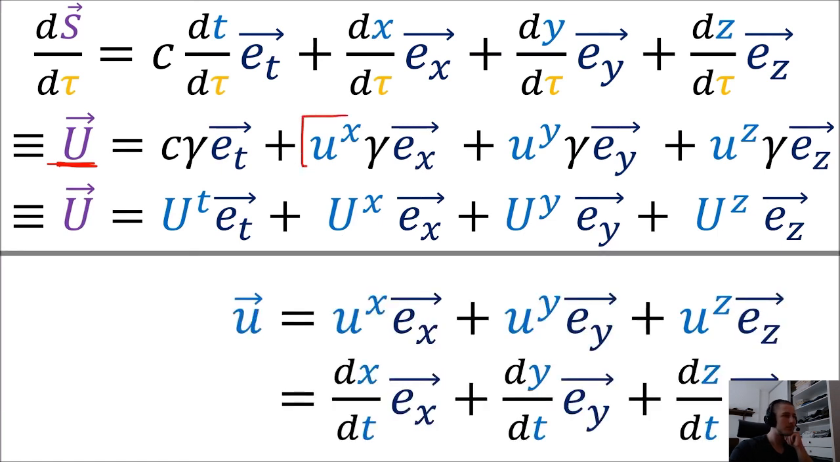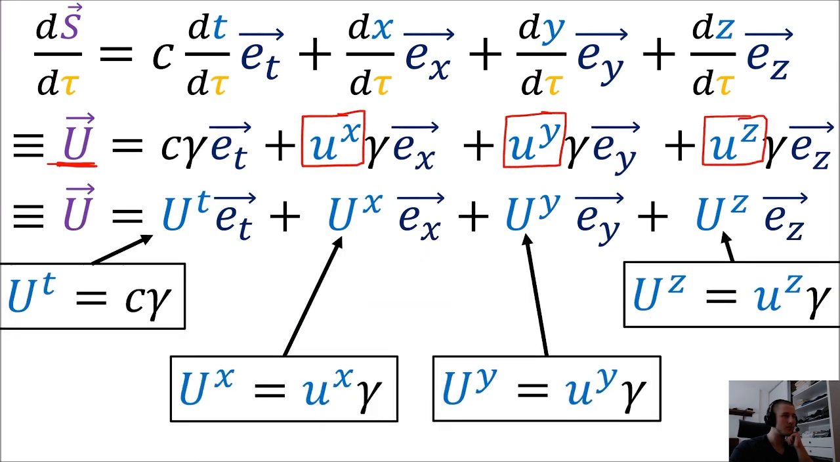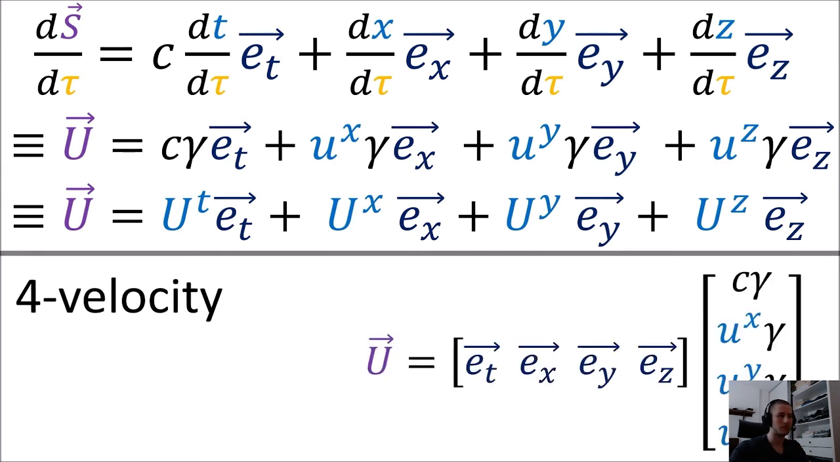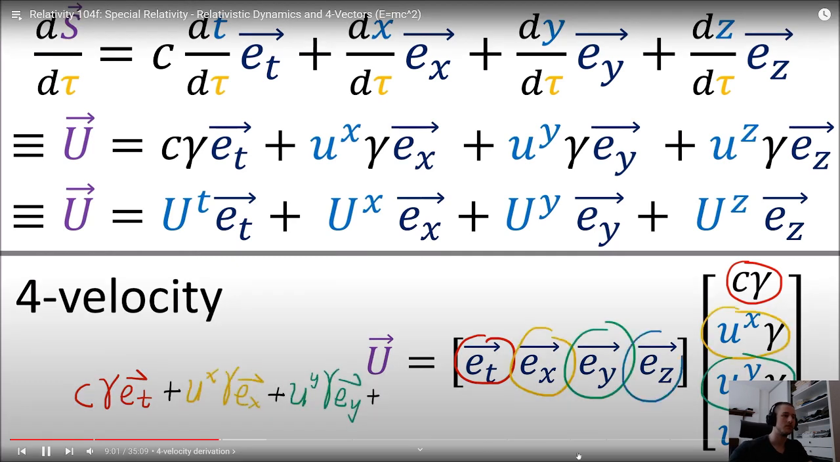Remember, small or lowercase u denotes non-relativistic velocities with three components x, y, z with respect to t. The big or uppercase U denotes relativistic velocities with four components t, x, y, z with respect to proper time tau. We can also write the four-velocity in array notation, with basis vectors in a row and the vector components in a column. If we multiply the arrays, we get first entry times first entry, second times second, third times third, and fourth times fourth, which gives us the original vector big U.